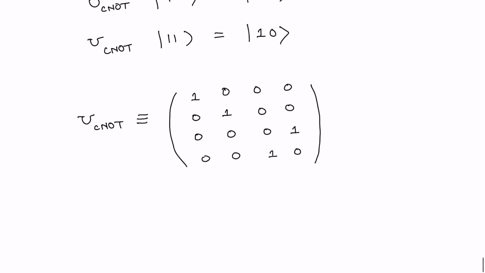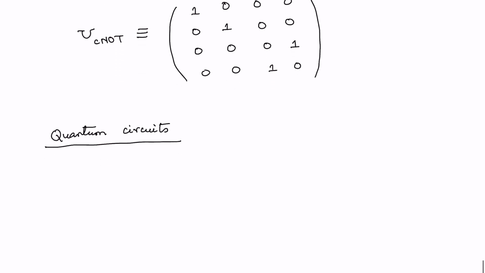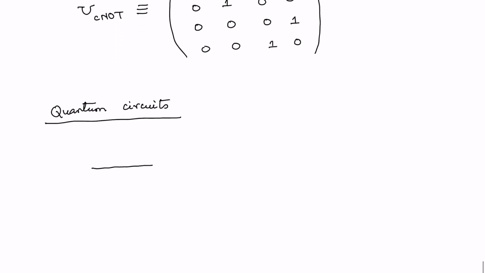Now you see there are various combinations of gates possible, and these various combinations of gates form the so-called quantum circuit. Let me give you some example. For example, let's say we have this Hadamard gate operation on the first qubit, and this Hadamard gate is followed by a CNOT gate like this. So this is a quantum circuit.